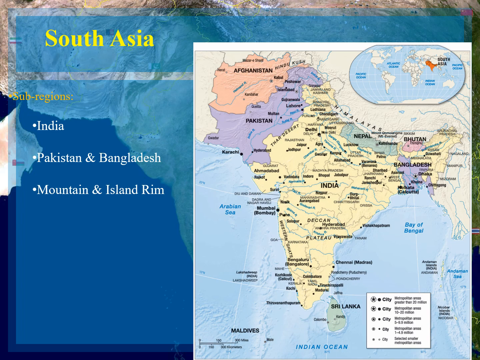So South Asia includes several sub-regions. So those are, again, mostly arbitrary based on political regions. However, what are those regions? Includes India, which is, again, the largest country in South Asia, Pakistan and Bangladesh, as well as the mountain rim, which we're going to talk about, and then the island rim.